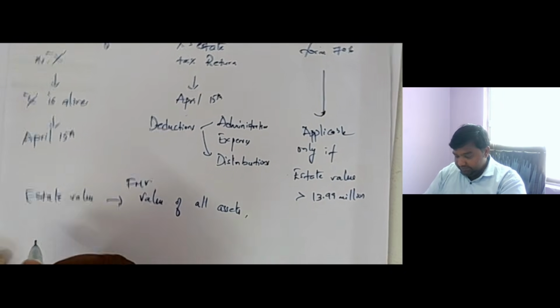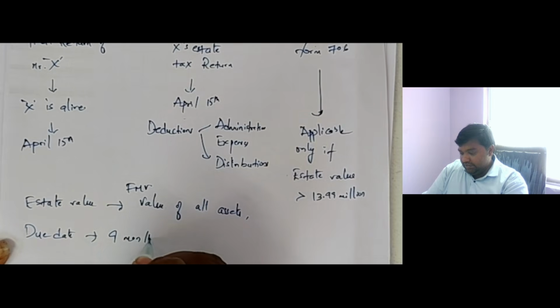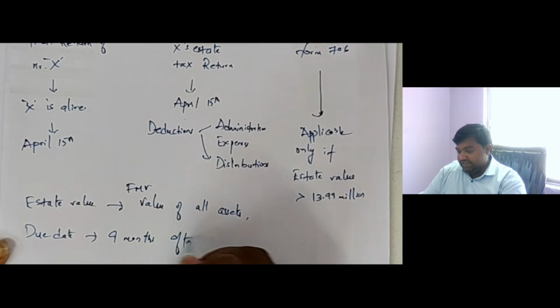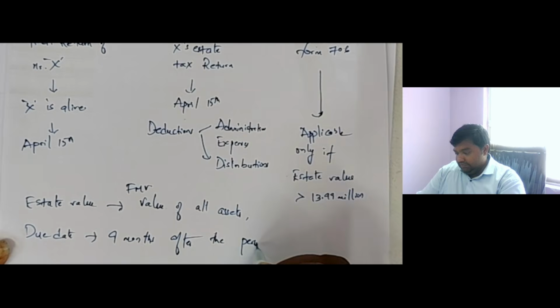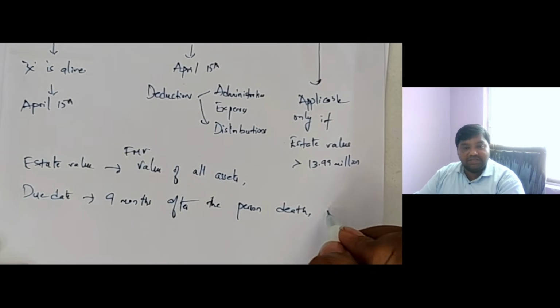What is the due date? The due date is 9 months after the person's death. So within 9 months this return should be filed. A 6 months extension is allowed.